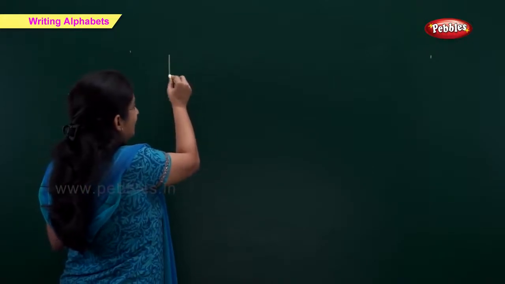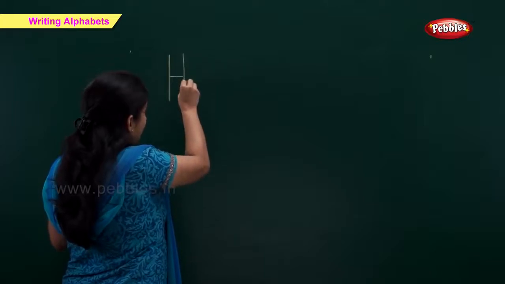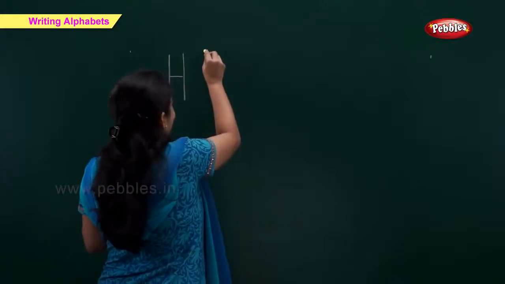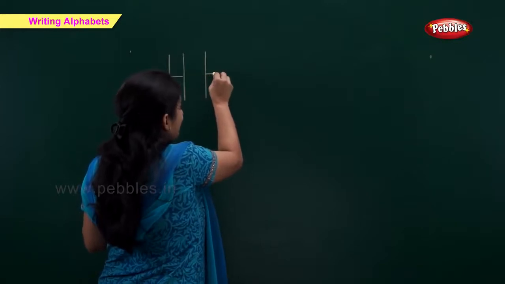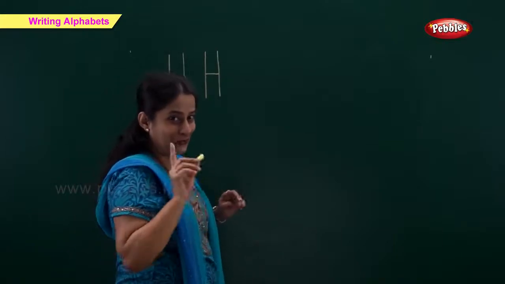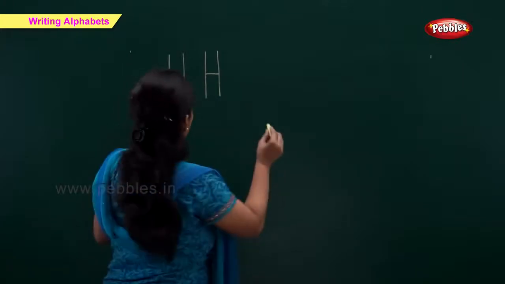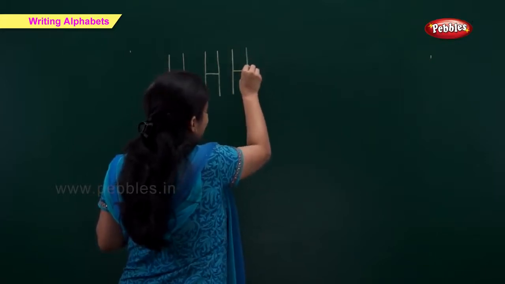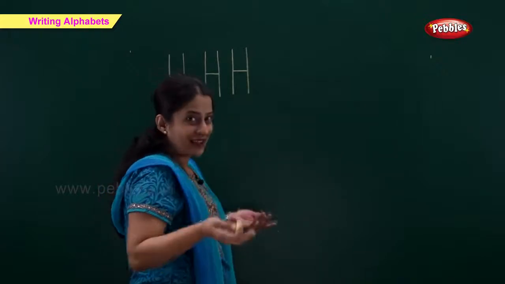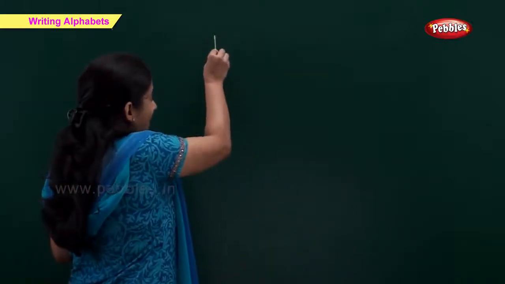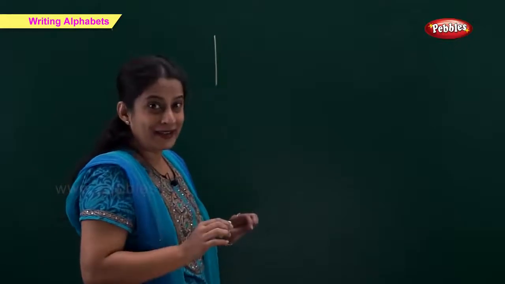One standing line, one sleeping line, one more standing line makes H. One standing line, one sleeping line, one more standing line makes, now you tell me, yes, H. One standing line, one sleeping line, one more standing line makes H. Now we are going to write a very simple letter, I. Just a standing line makes I.